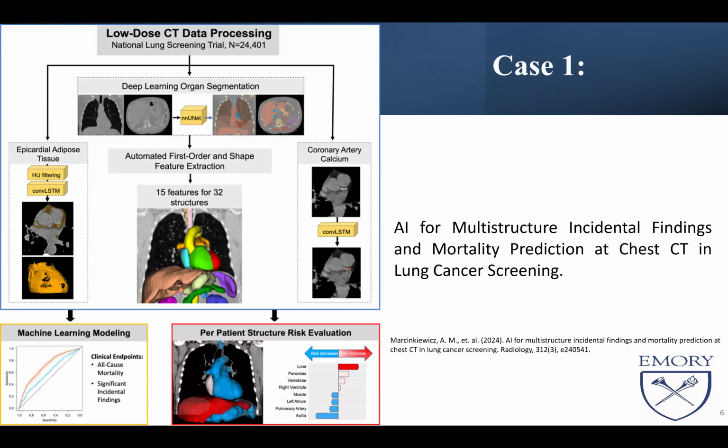This is basically a paper that was published sometime in 2024. What they do is, this is an incidental finding. In this paper, they basically take the CT scan and they segment out as many organs as possible from the CT scan. As you can see in this image, this is the liver. These are different organs from the CT. Now that they have these organs, they extract 15 radiomic features from each of these organs. They have 32 organs in general.